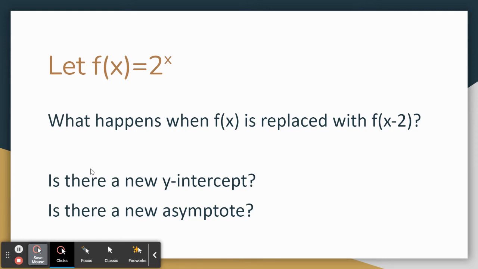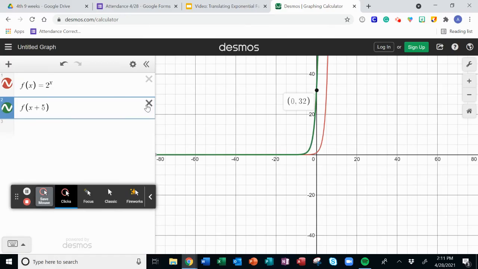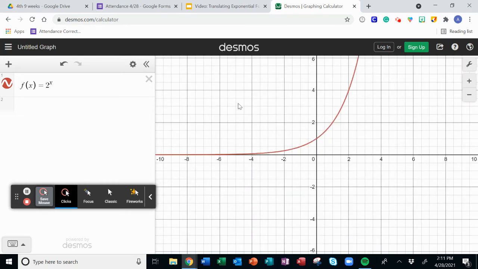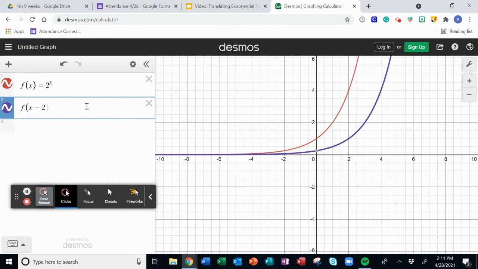All right, so once again, we're going to go to Desmos. And I'm going to delete this one out. I'm going to adjust this. And now this time, I'm going to say f(x) minus 2 inside the parentheses. And now my graph, the new graph is in purple. So I started off with this red one. This is the parent function. And now it has moved to this purple one.